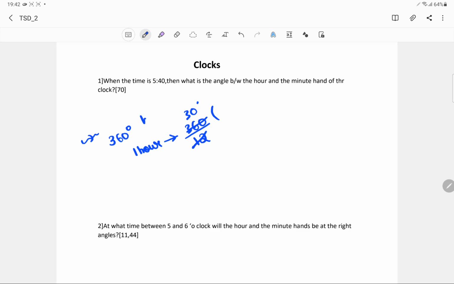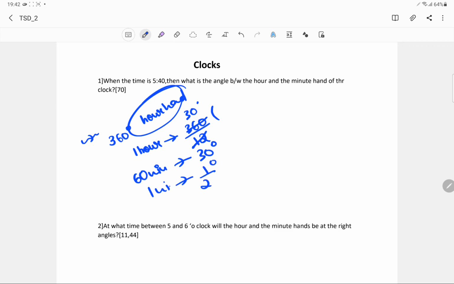We are talking about the hour hand over here. In 60 minutes it will travel 30 degrees, and in 1 minute it will travel half a degree. So in 1 minute it is traveling half a degree, 2 minutes it is traveling 1 degree, and so on. Now let's talk about the minute hand.